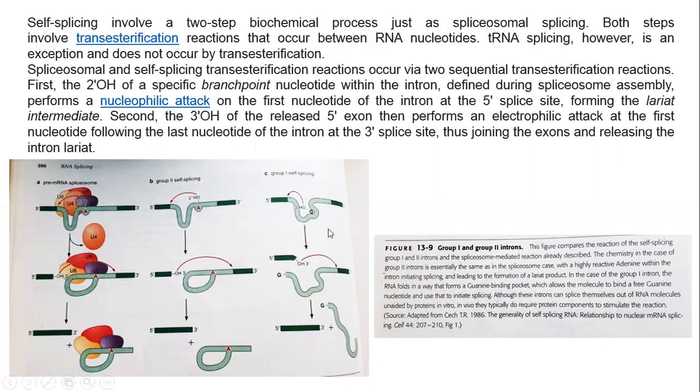But in the case of group 1 introns, there is a free branch point guanine residue which carries out the trans-esterification reaction using its 3' hydroxyl group. I mentioned that this is free, so the 3' hydroxyl group is free for this trans-esterification reaction, whereas in the case of group 2 intron and the spliceosome machinery, the trans-esterification reaction occurs with the help of the 2' hydroxyl group of the branch point adenosine residue.